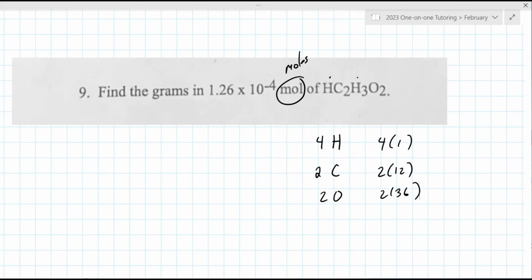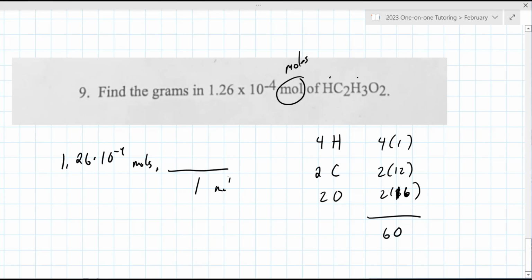Again, if you don't want to do all that, I'll throw this in the chat here. This is a molar mass calculator, especially for homework. And you're going to be doing a bunch of these types of calculations. So this one is, that's not right. Oh, I'm sorry. It's 2 times 16, not 36. I was like, why isn't that working? So this is about 60. So we have 1.26 times 10 to the minus 4th moles.